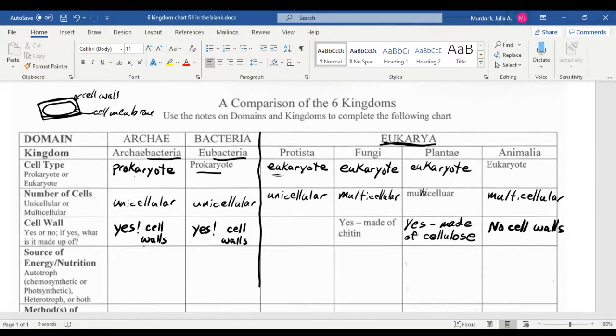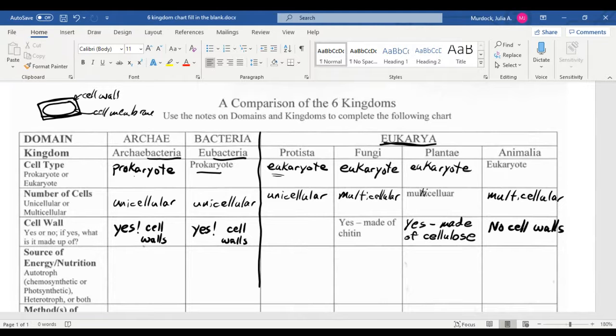That's more advanced than I think I want you to worry about. You need to know the mushrooms is chitin. You need to know that the plants are cellulose, but don't worry about the bacteria. If you ever take AP Bio, I'll tell you all about it. That is awesome.